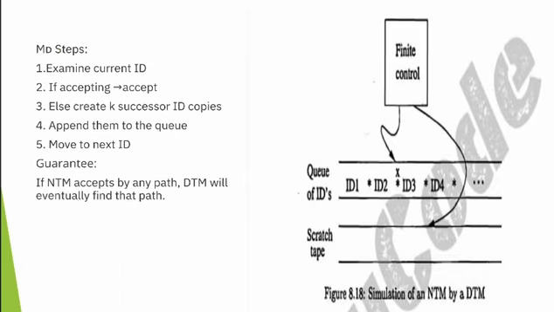Let's quickly see the steps. Examine the current ID. If it is accepting, accept. Otherwise, generate all possible successor IDs. Add them to the queue. Move to the next ID. So, if the NTM accepts by any path, the DTM will eventually discover it.